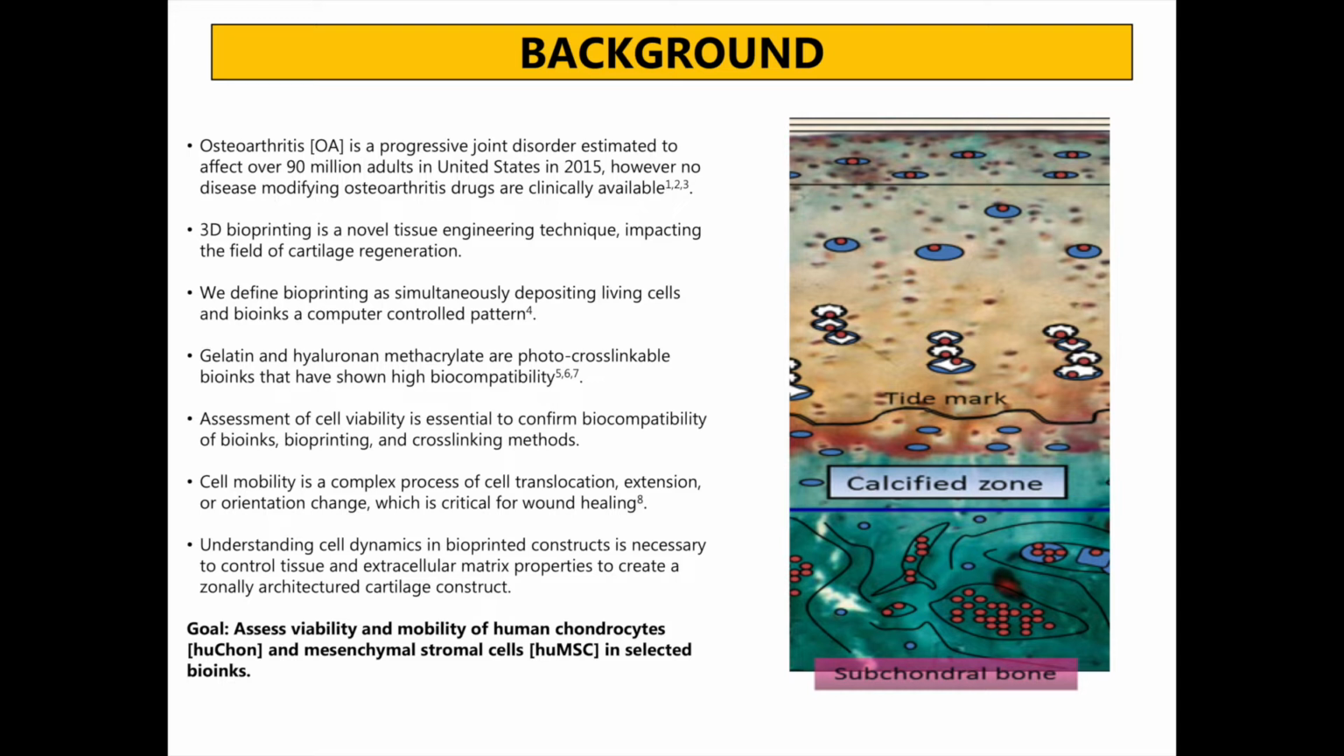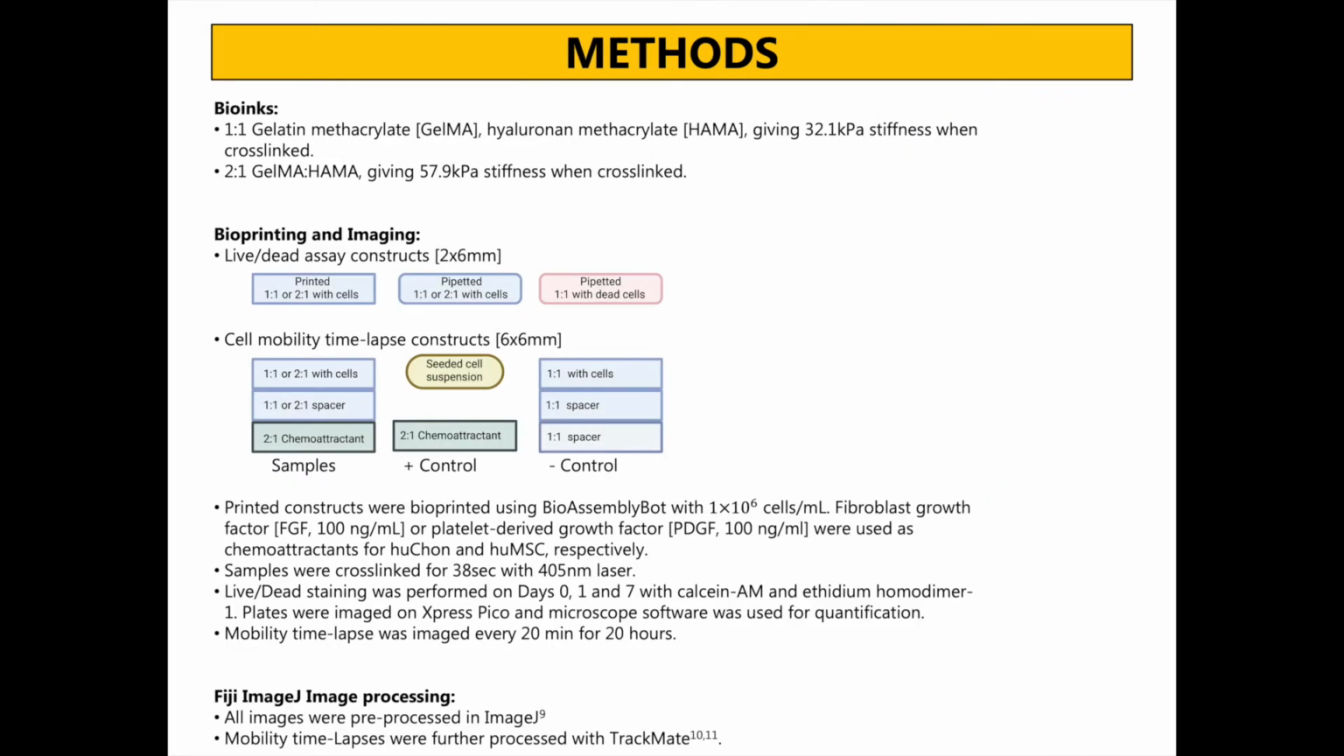Moreover, in this study, we'll assess the cell mobility, which is a complex process of cell translocation, extension, and orientation change, which is critical for wound healing. Understanding cell dynamics in bioprinted constructs is necessary to control tissue and extracellular matrix properties to create a zonally architectured cartilage construct. Moreover, there is a big gap in literature regarding the mobility of human chondrocytes and mesenchymal stromal cells in bioinks. Therefore, the goal of this project is to assess viability and mobility of human chondrocytes and mesenchymal stromal cells in selected bioinks.